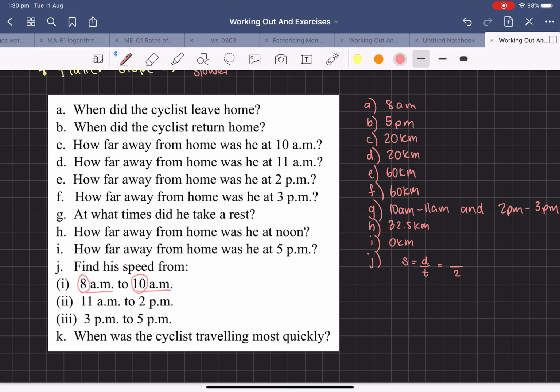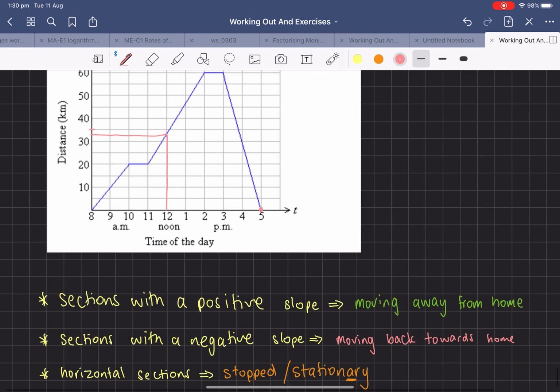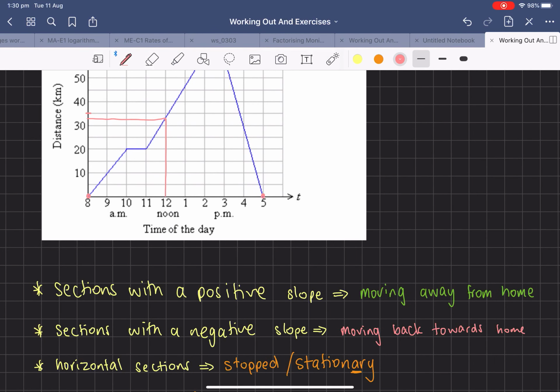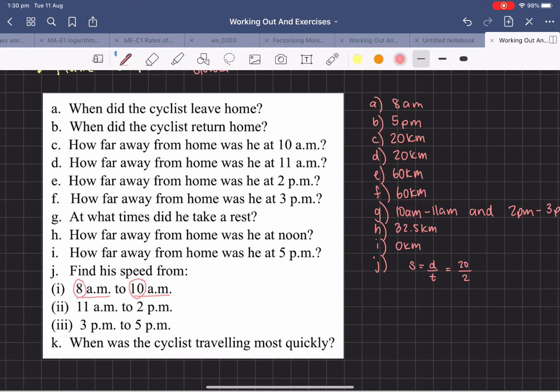Now I just need to work out from the graph, how far did he travel? So from 8 to 10, this is the distance that he travelled. He went from 0 kilometres to 20 kilometres. So the distance will be 20, and the time that it took is 2 hours. So it'll be 20 over 2, which will be 10 kilometres per hour. So that's for part 1.